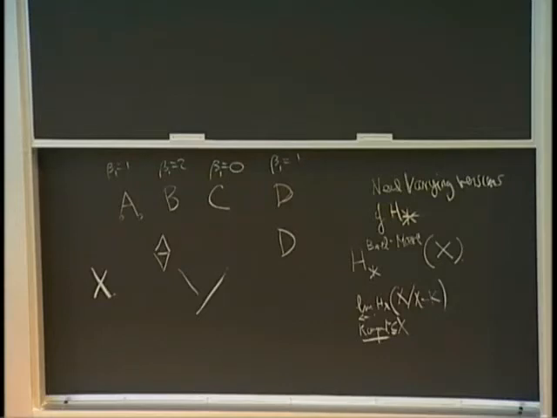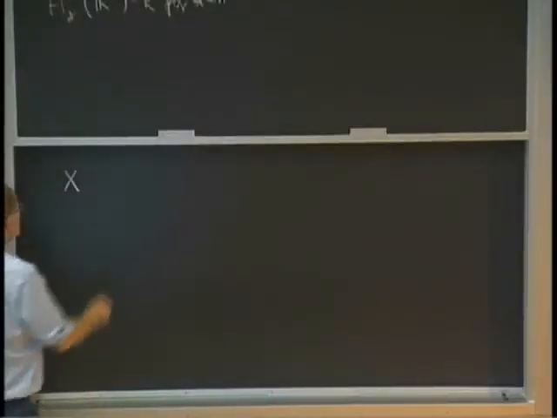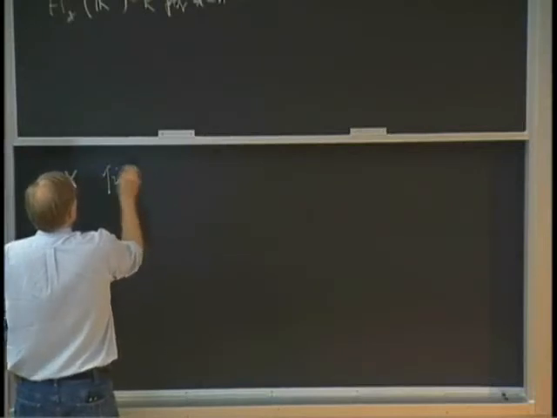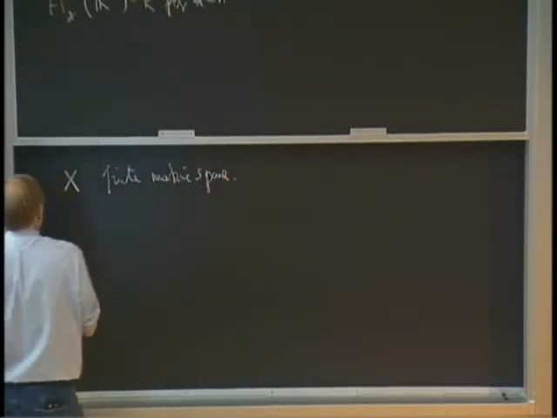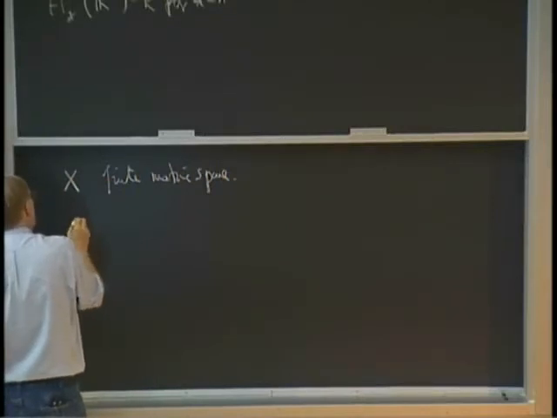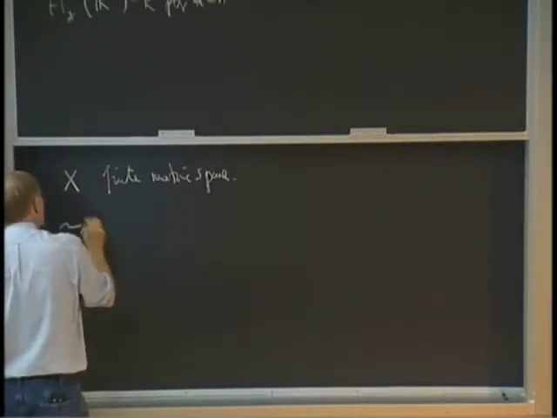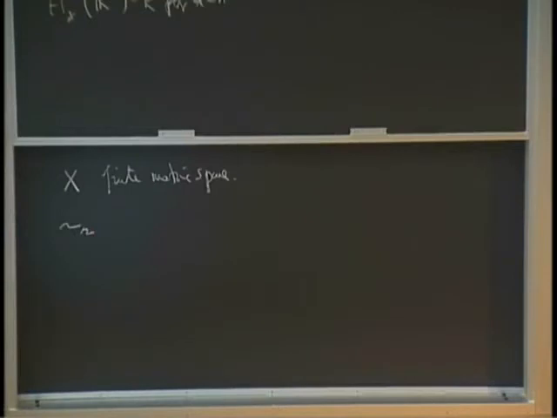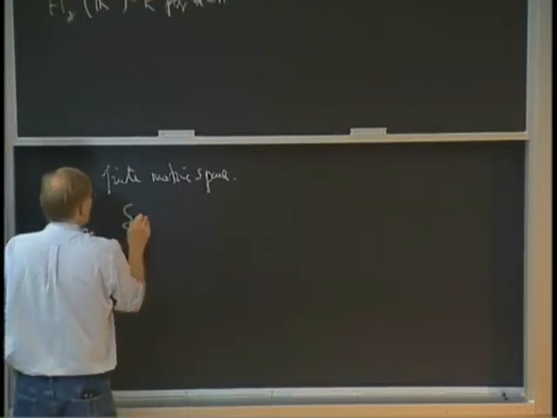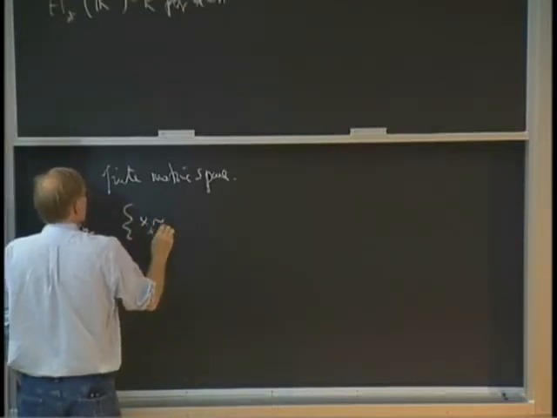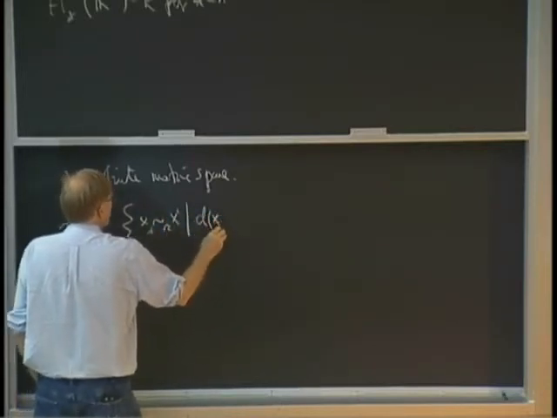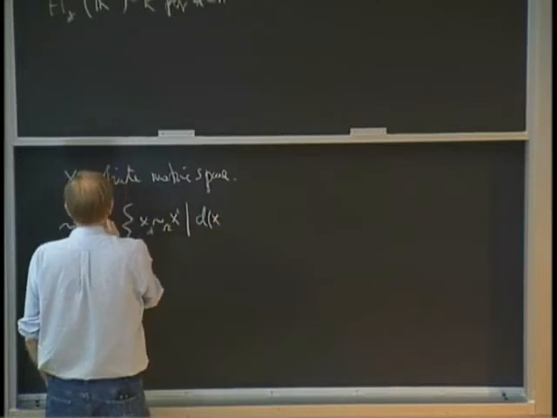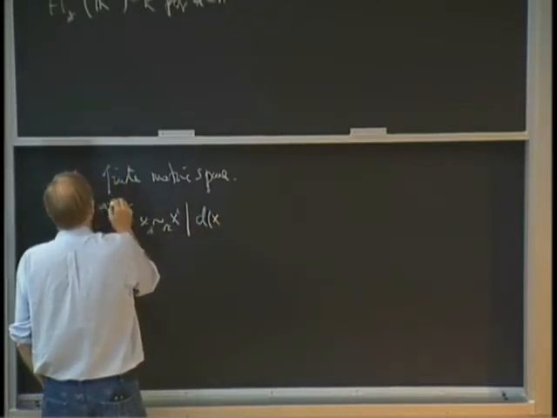Let's do the following. Suppose X is a finite metric space. Now I'll define an equivalence relation, twiddle R on X, defined by: X is related to X prime if and only if the distance is less than R. This is the equivalence relation generated by that.